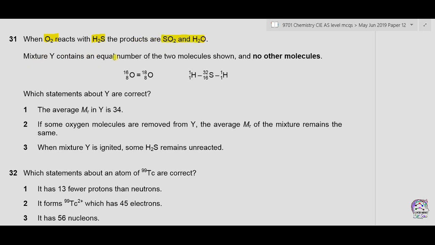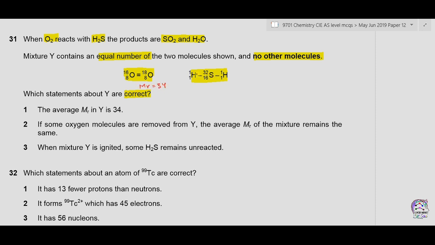Question number 31. When oxygen reacts with hydrogen sulfide, the products are sulfur dioxide and water. Mixture Y contains an equal number of two molecules shown and no other molecules. So only this molecule is present and this molecule is present. Which statements about Y are correct? Number 1, the average molecular mass in Y is 34. Let's find the molecular mass of these two molecules. So oxygen 16 plus oxygen 18, so the molecular mass will be 34.